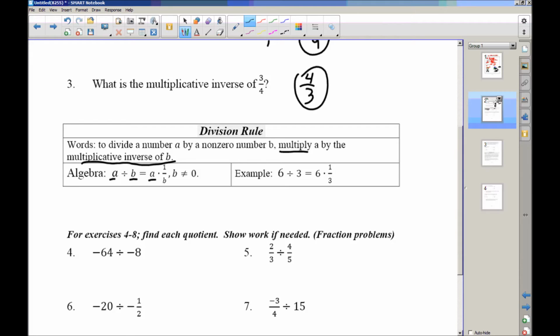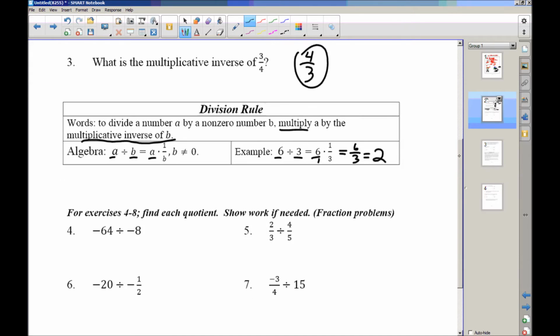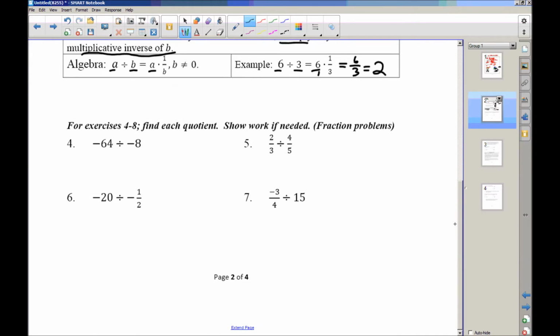Okay. An example in real life, numbers, 6 divided by 3 is really 6 times the reciprocal of 3, which is 1/3. If I multiply these together, I get 6 over 3, which is 2. Okay, we already knew the answer was 2. We're just showing it with that. Now, I don't use multiplicative inverses unless I have fractions or things that I need them for. For instance, I know negative 64 divided by 8 is positive 8. I'm not going to do all that rigmarole up above. I'll just put 8. Okay?